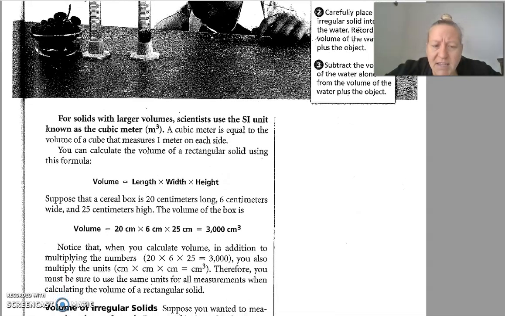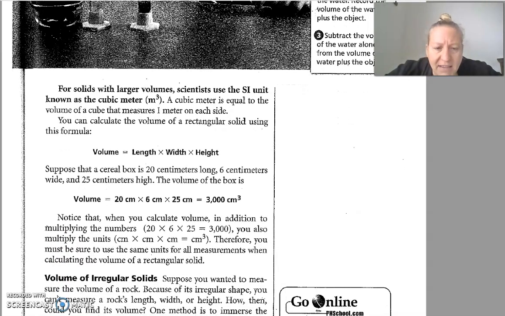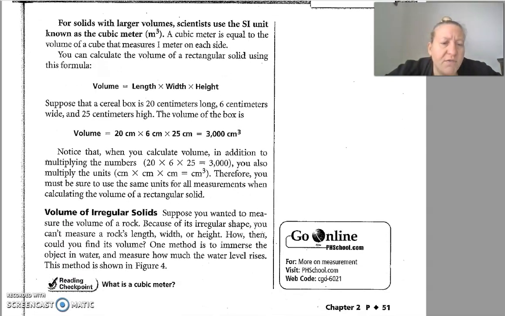You've done this many times in math class. Okay. Notice that when you calculate volume, in addition to multiplying the numbers, you also multiply the units. So we had centimeters 3 times. That's why it is centimeters cubed. Okay, let's go on to volume of irregular solids. Suppose you want to measure the volume of a rock. Because of its irregular shape, you can't measure a rock's length, width, or height. How then can you find its volume?